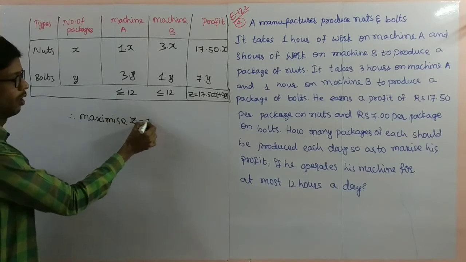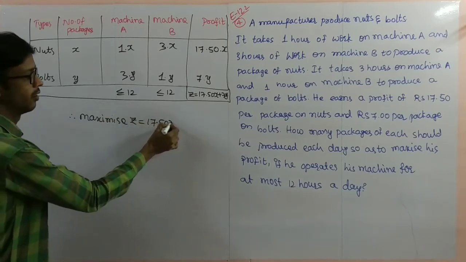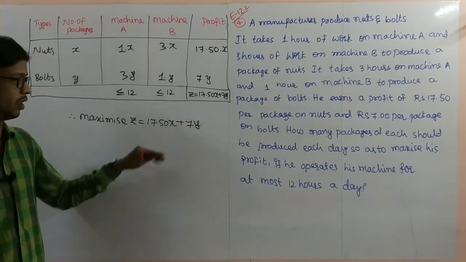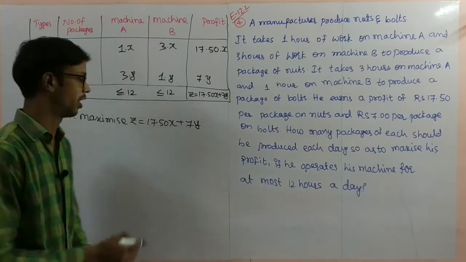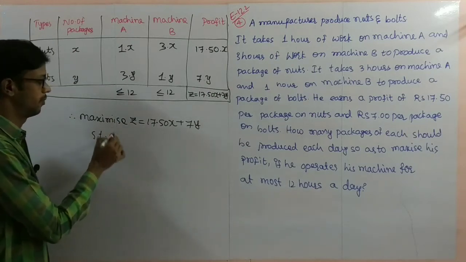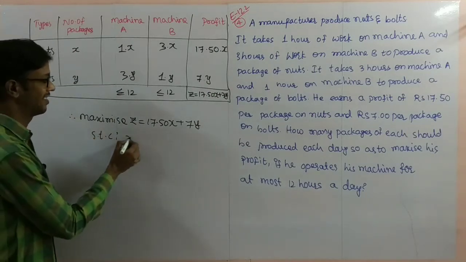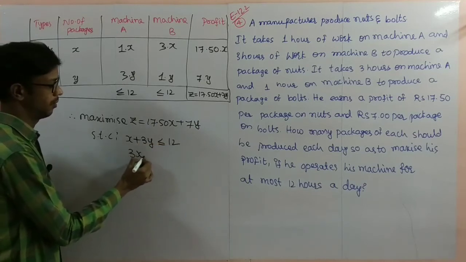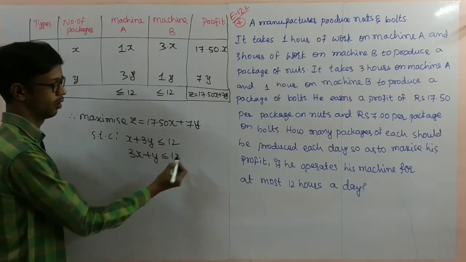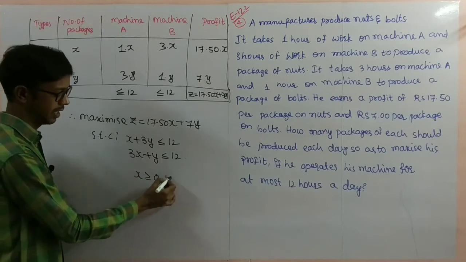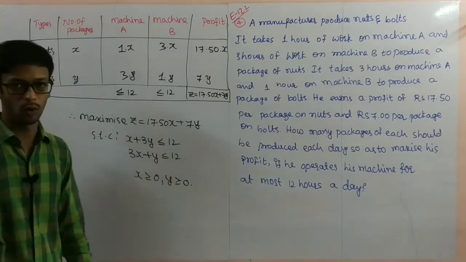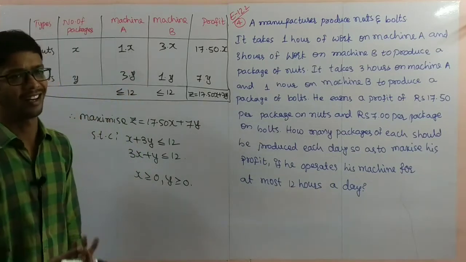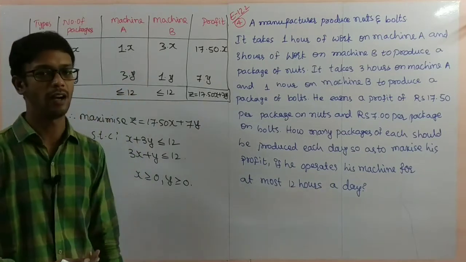Z equal to 17.50x plus 7y. So this is the objective function subject to constraints. Here, x plus 3y is less than or equal to 12. 3x plus y is less than or equal to 12. Packages compulsory greater than or equal to 0, maybe greater than 0, but negative is not possible.